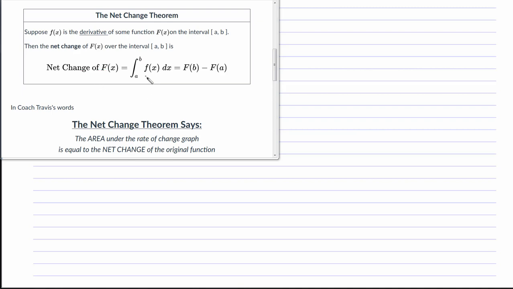Since the definite integral is also the area, the way I think about it is the area under the rate of change graph is equal to the net change of the original function. So little f was the rate of change, big F was the original function. It's a way of relating how fast something is changing to the total change in the actual something.